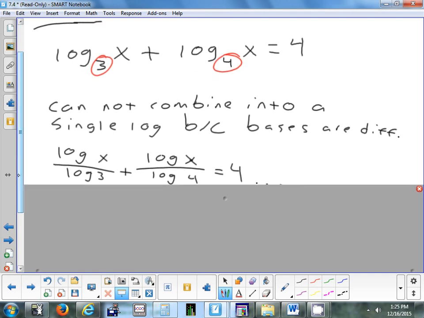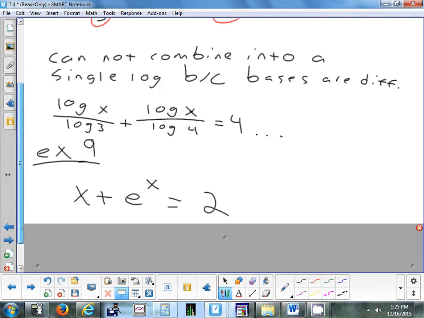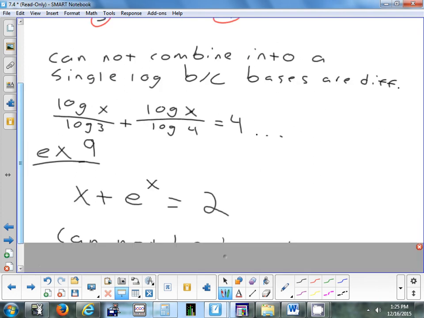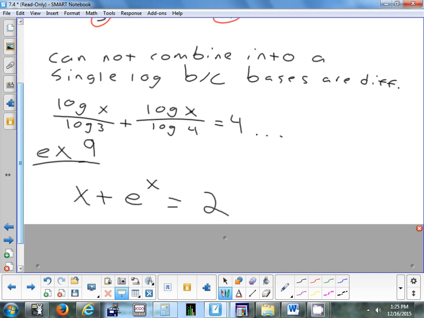All right. So every problem we've solved up until now has been doable with algebra, whether it's quadratic equation, factoring, combine like terms, all that stuff. Well, this is an equation that you can't solve with algebra. Cannot solve, at least for the exact answer. Cannot solve with algebra and get exact answer.